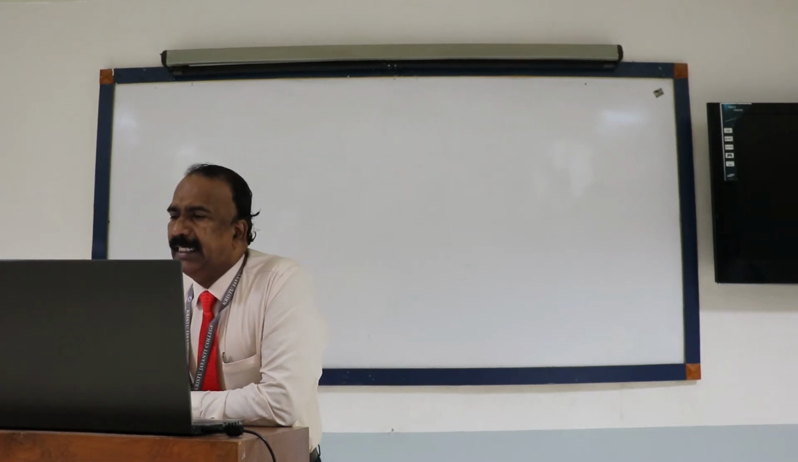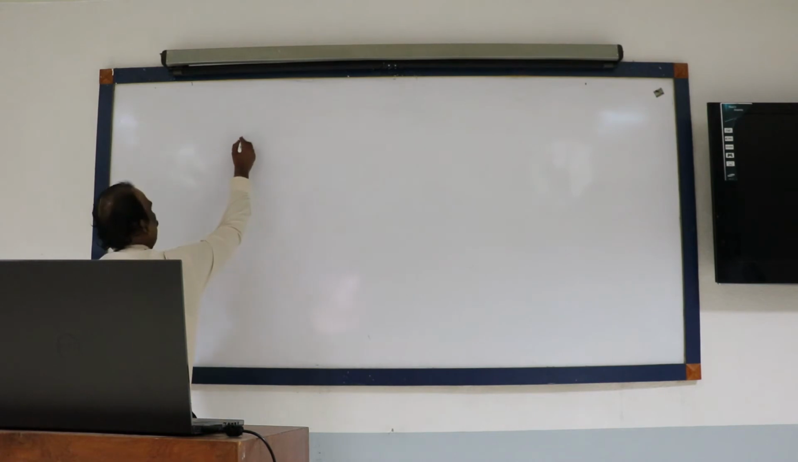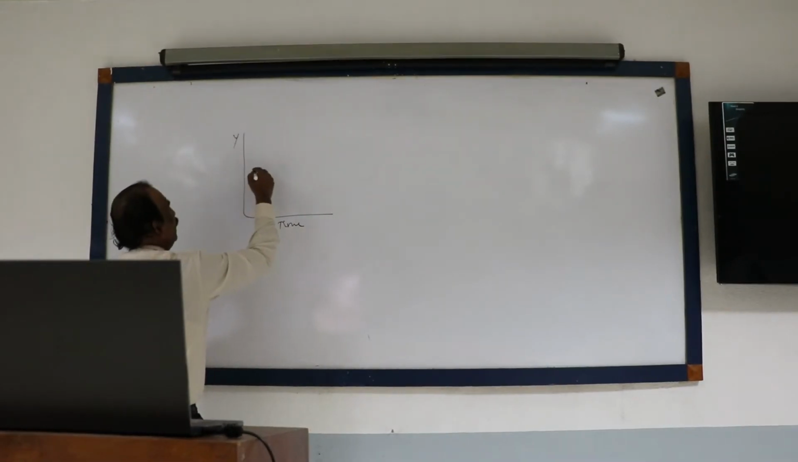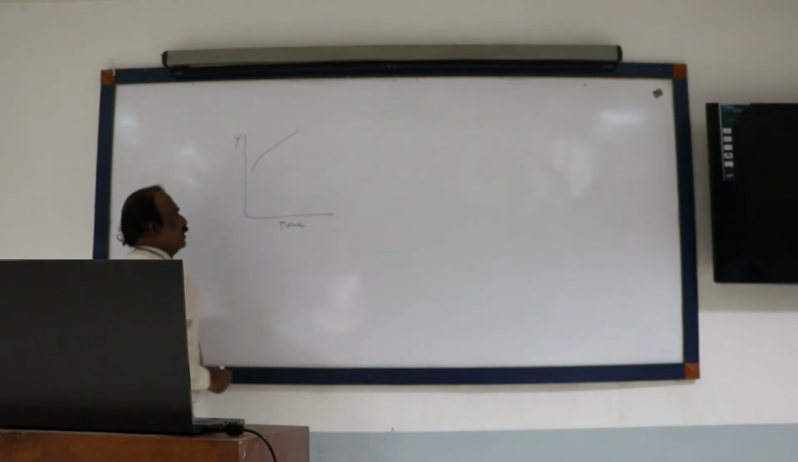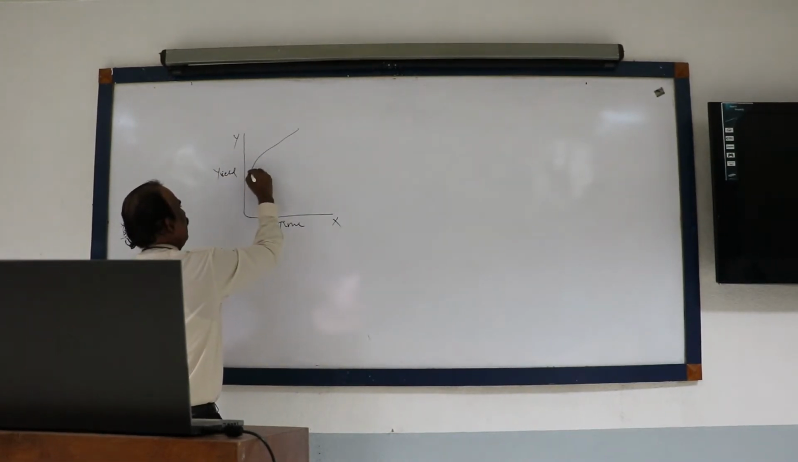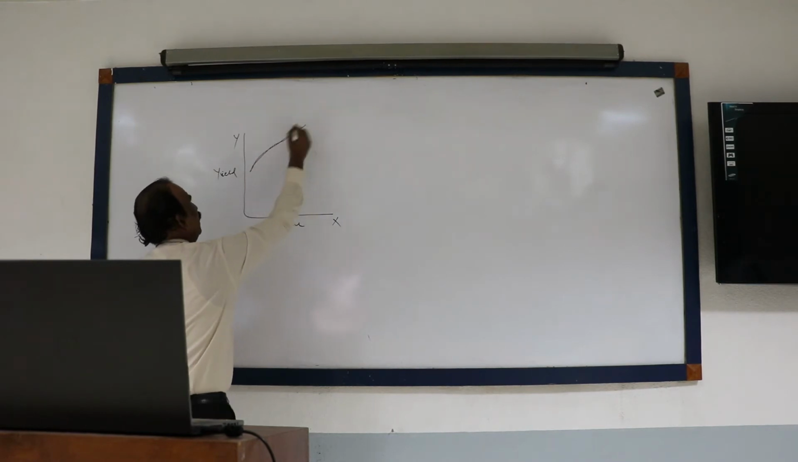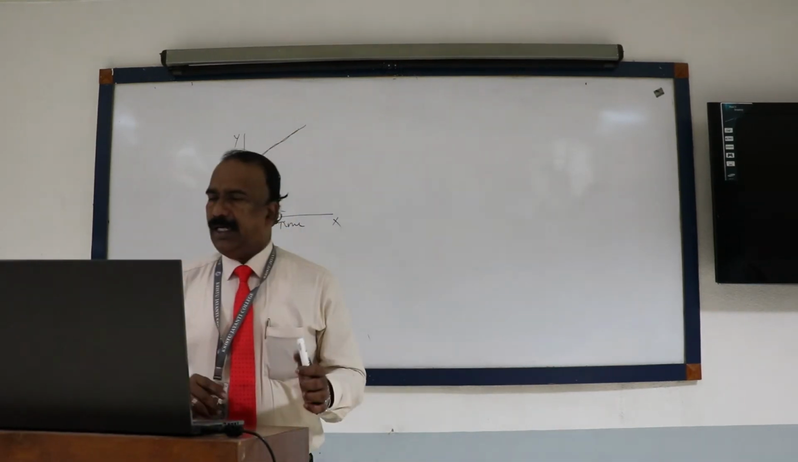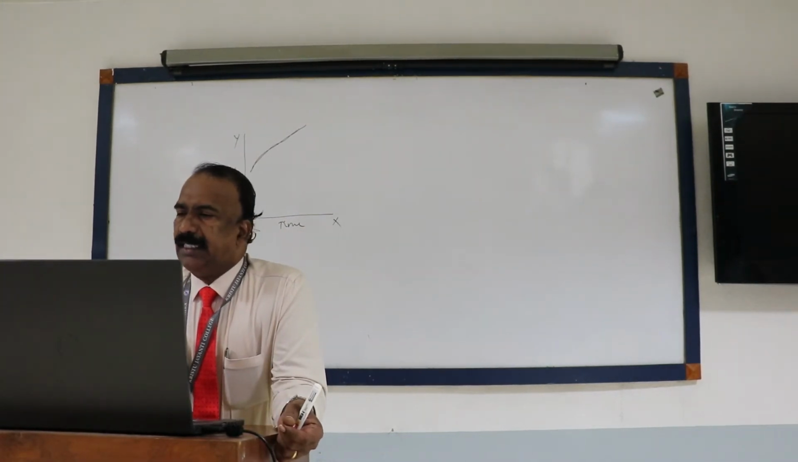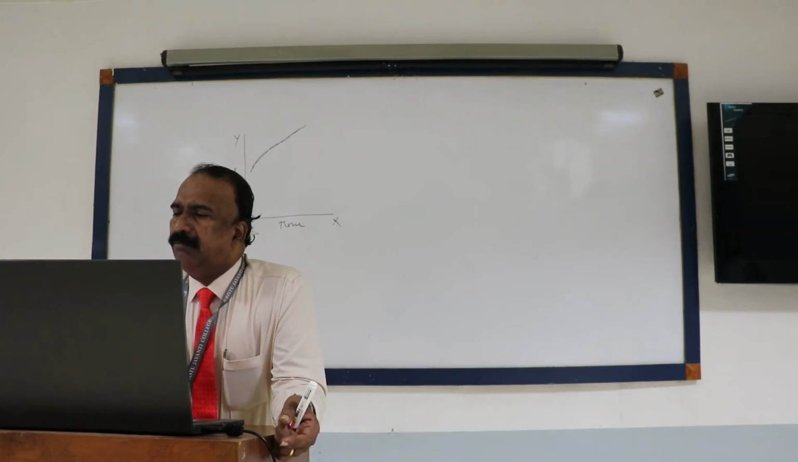When you draw the yield curve, this is the time of maturity on the x-axis, and this is the yield on the y-axis. When the time increases, the yield curve increases. When the time increases, the yield also increases. You can draw this graph when you explain. So time and yield are closely related.